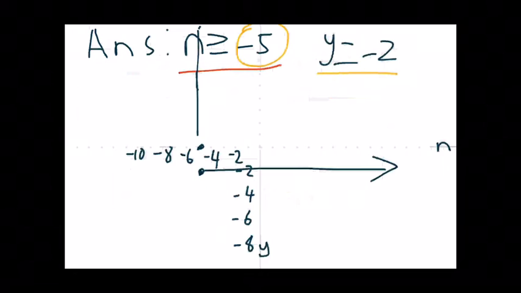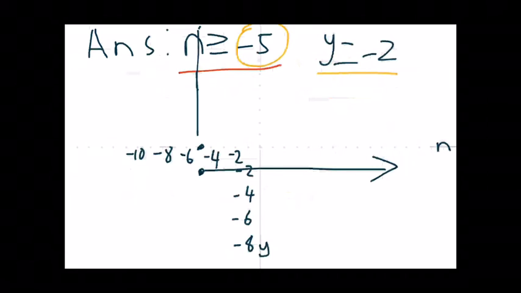With y equals -2, the line would be right here. And also remember that here is a filled dot because -5 is included as a value of n. And that would be how you graph n is larger or equal to -5. Or, if we go back to the original question, -5n is smaller or equal to 25.